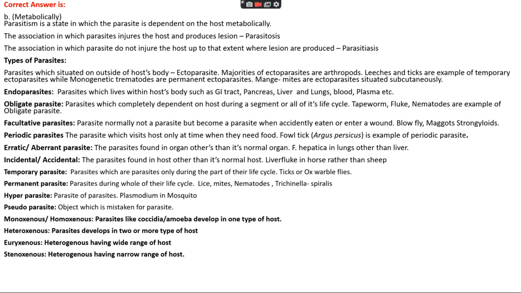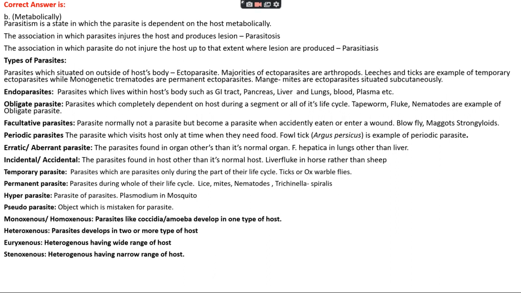There are two types of association under parasitism: parasitosis and parasitiasis. In parasitosis, the parasites injure the host and produce lesions. But in parasitiasis, the parasite does not injure the host and there is no production of lesions. Okay, let's talk about different types of parasites.